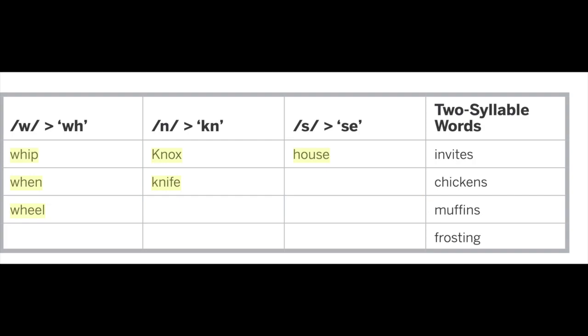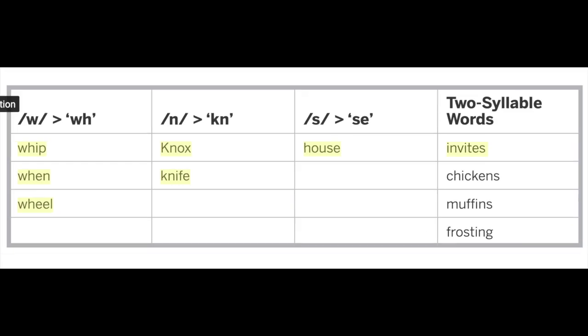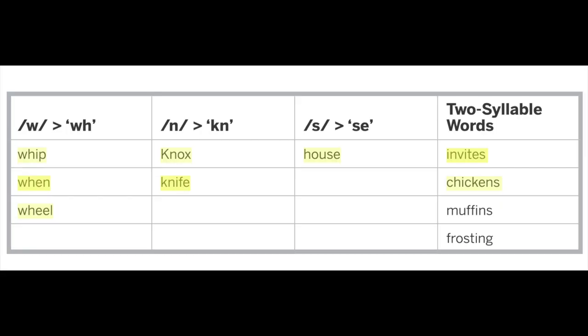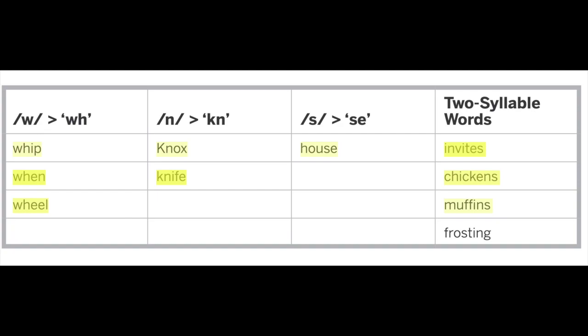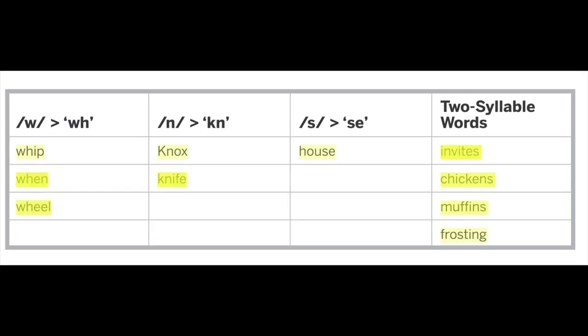Let's move on to the last column of 2-syllable words. As you can see, there is no longer a dot separating the syllables. Because you have gotten older and learned so much, we're going to say it in one try. The first word, invites. The second word, chickens. The third word, muffins. And the last word, frosting. You may pause the video and practice these words if you'd like.